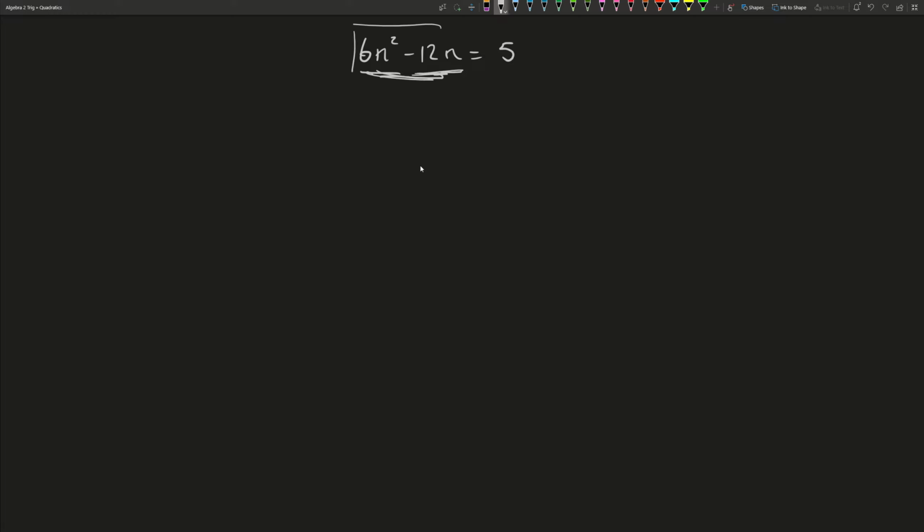So the first thing we need to do is make sure that there is no coefficient of n squared. So we have to factor out everything in front. In that case, it's just that positive 6. So we're going to factor out the 6. And then what's left is n squared minus 2n. Everything else stays the same. So our job is to complete the square inside this set of parentheses.